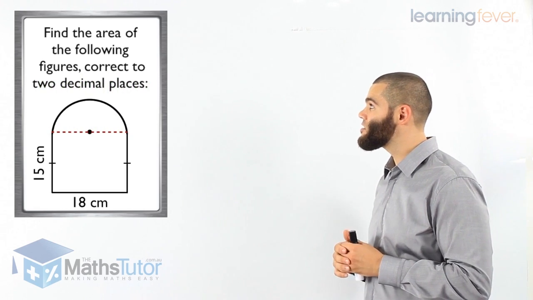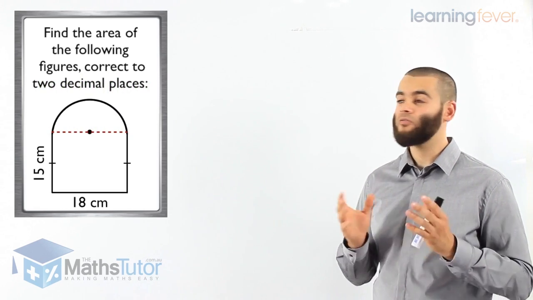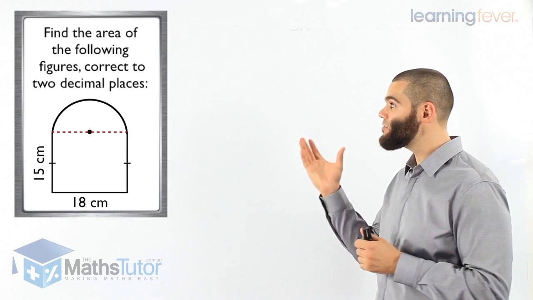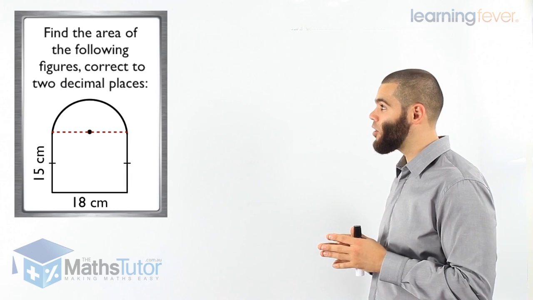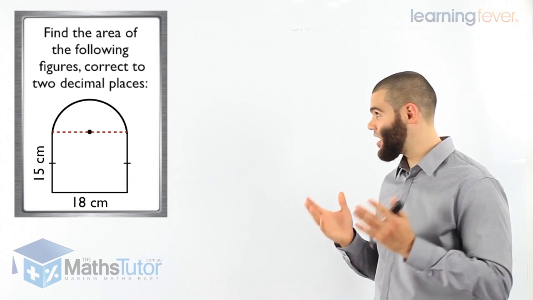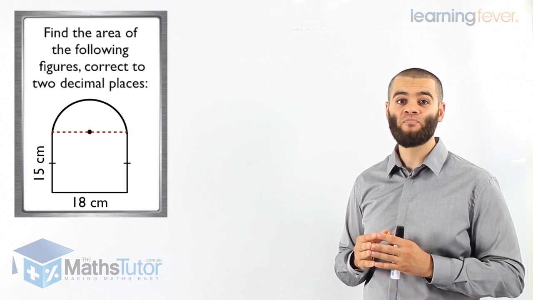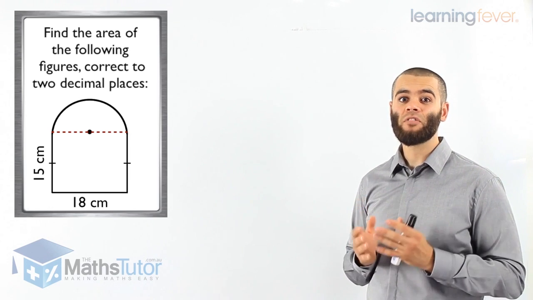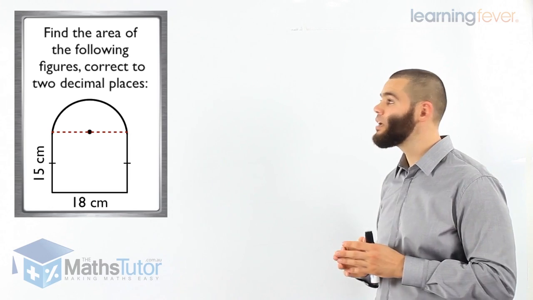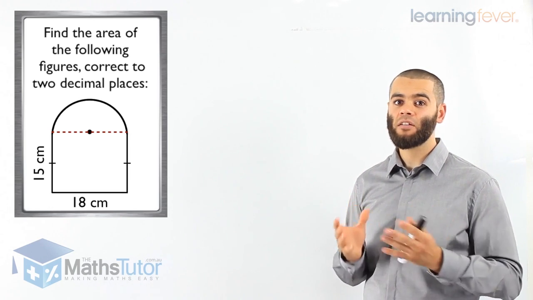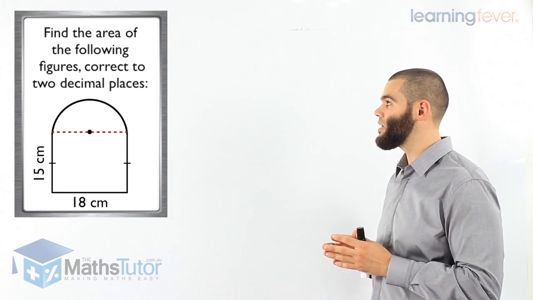The first question says, find the area of the following figures correct to 2 decimal places. So this figure here, we notice it's made up of a rectangle with sides 18 and 15, and it's also made up of a semicircle. So we have to find the area of the rectangle and the area of the semicircle and then add them up to find the total area of this figure.